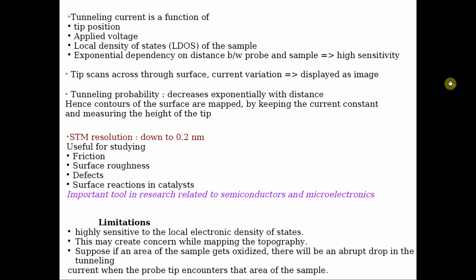But obviously it does have a few limitations, like being highly sensitive to the electron density of states, how many states are available. This can obviously create issues when you make the final image. And what if there is some oxidation taking place? What if the sample gets oxidized? Then obviously the tunneling current also reduces.